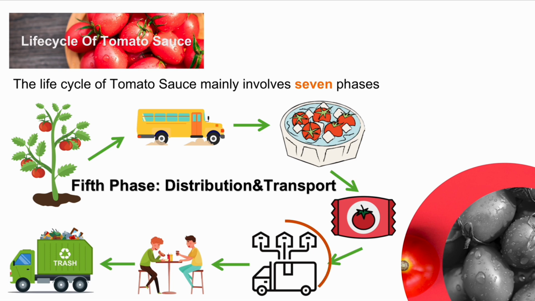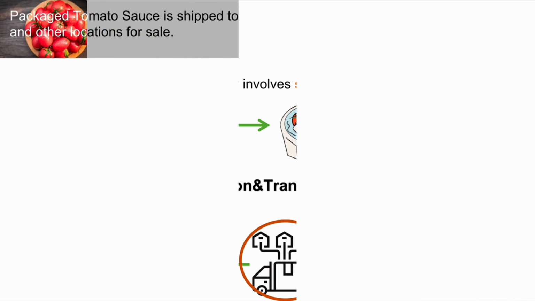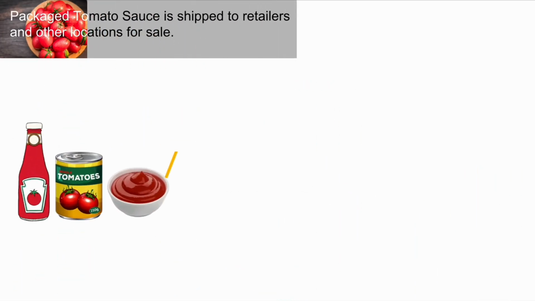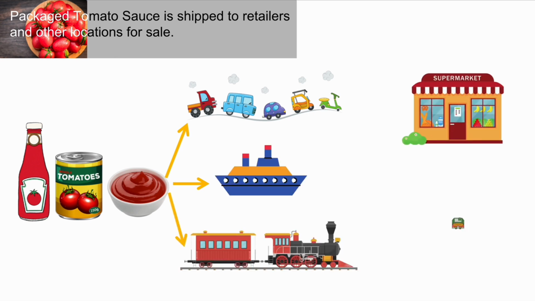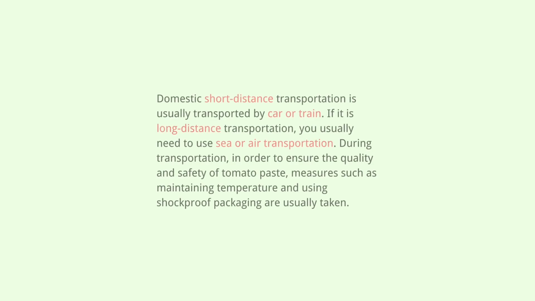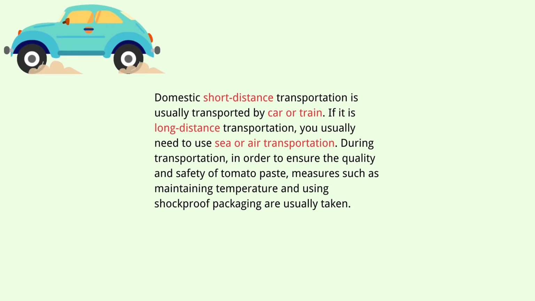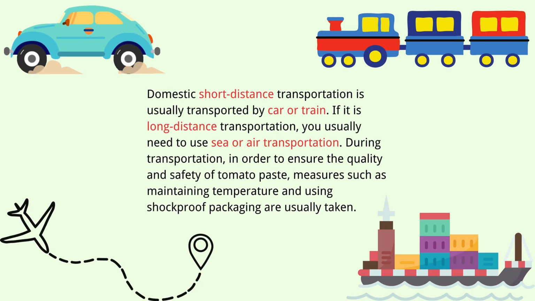Next comes the 5th step, distribution and transport. The packaged tomato sauce is shipped to retailers and other locations for sale. Tomato sauce produced in the factory can be sent to a variety of different places, including supermarkets, restaurants, food wholesalers, food processing plants, and so on. Exactly where to send it depends on the factory's sales channels and partners. For domestic short-distance transportation, usually by car or train transportation. For long-distance transport, sea or air transport is usually required.